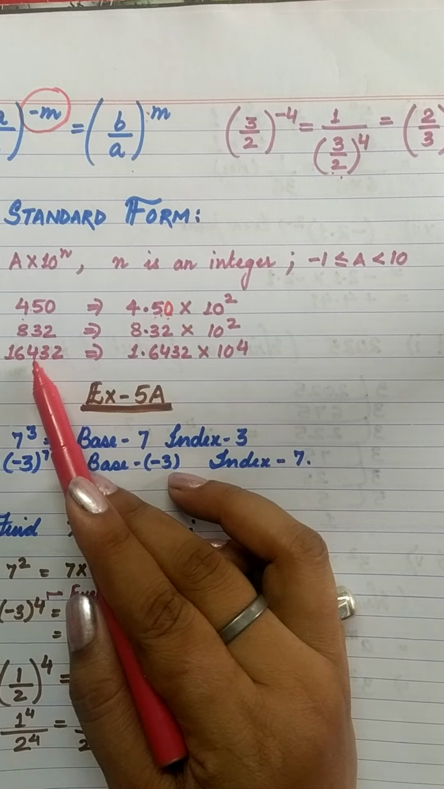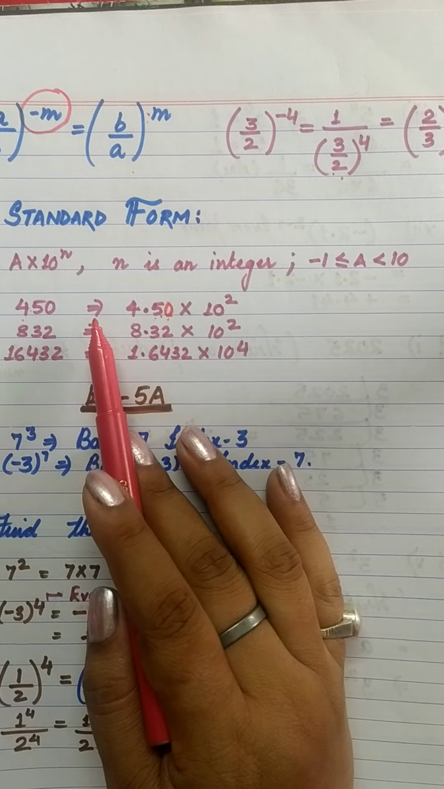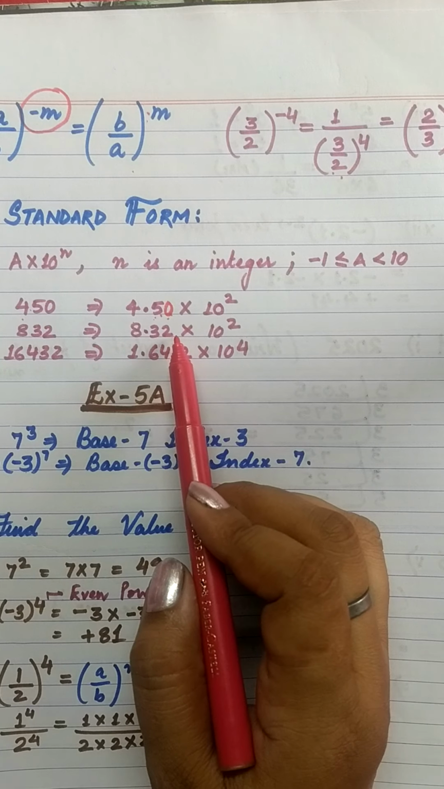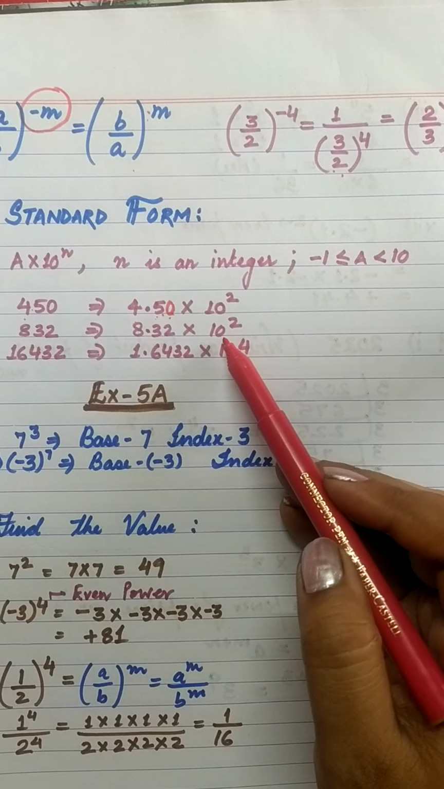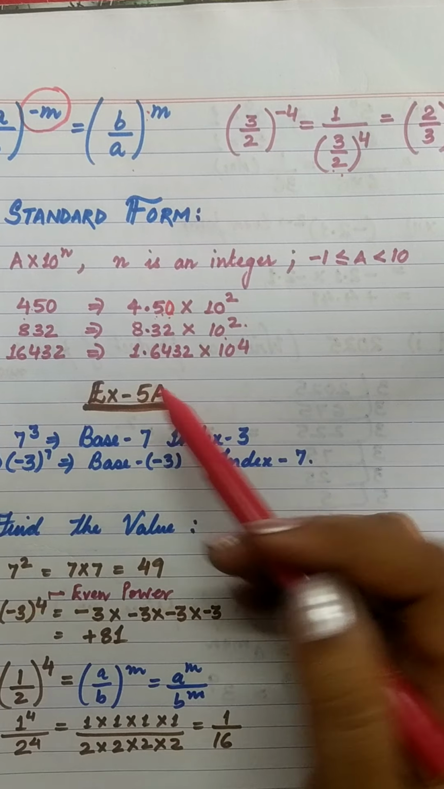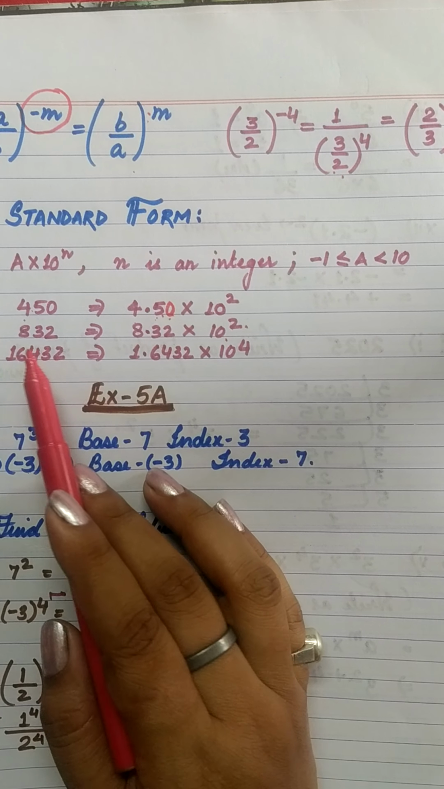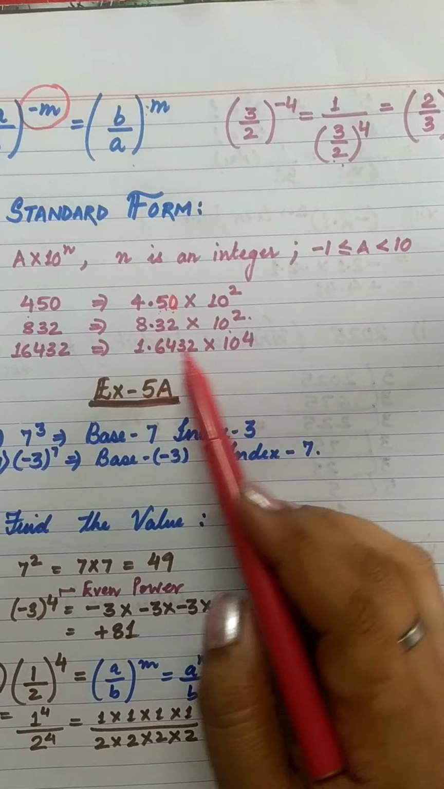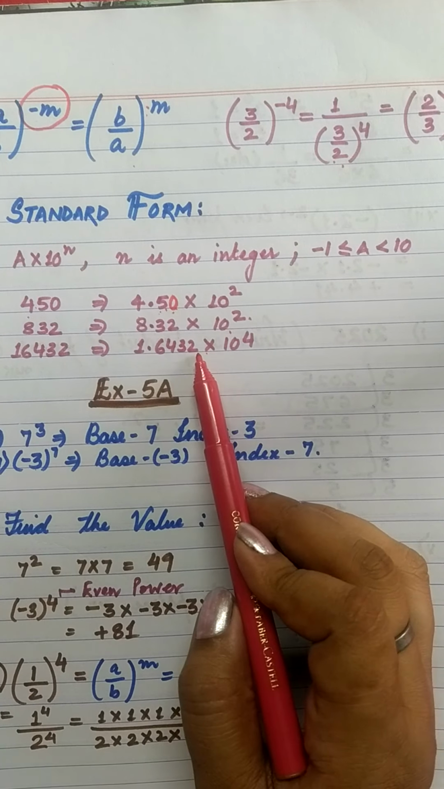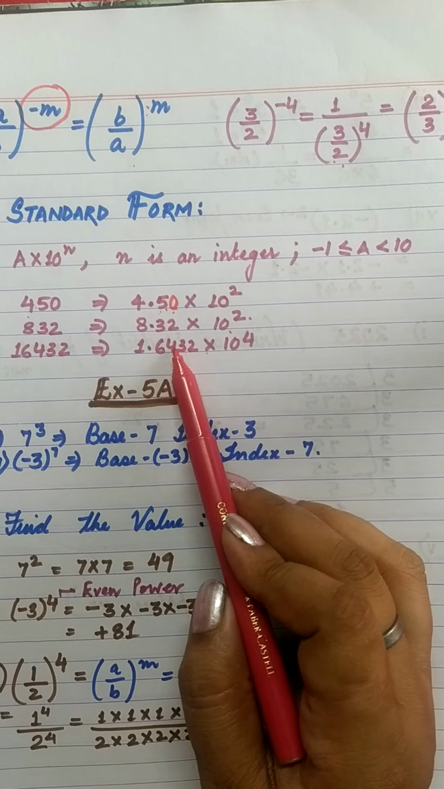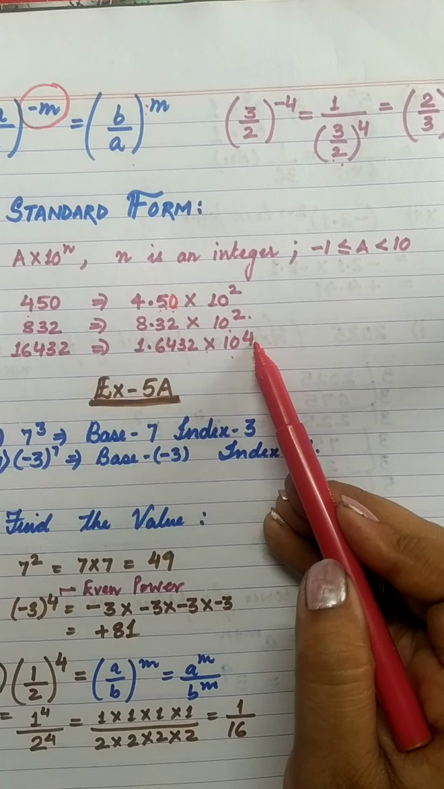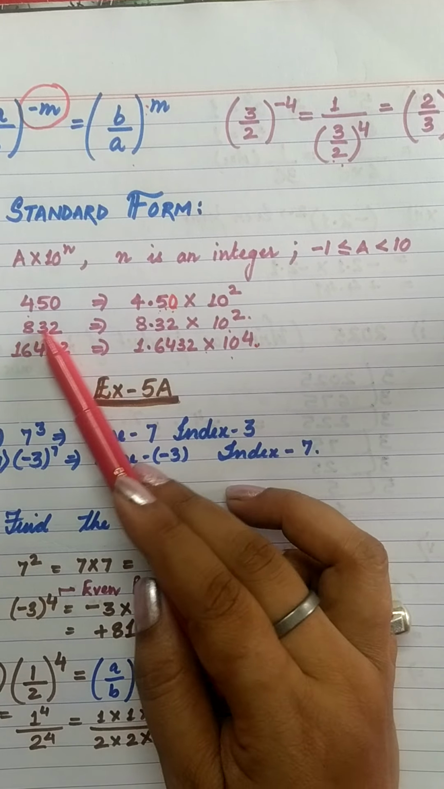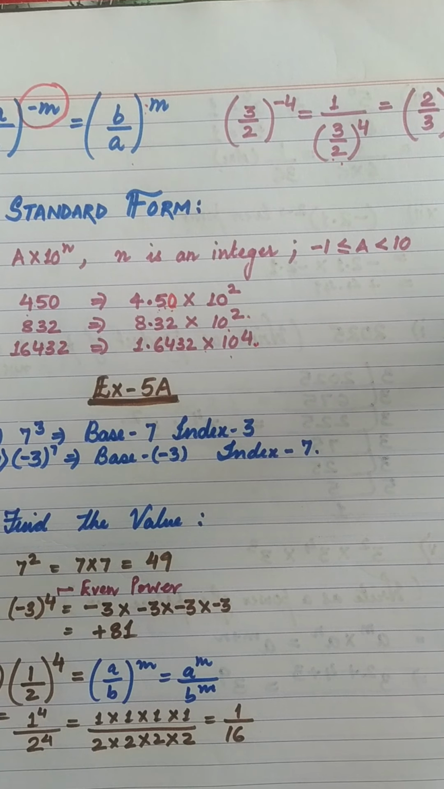Similarly, let us check another example, 832. If I place a decimal point after 8 and check the number of digits, 1, 2. So there are 2 digits, so 10 to the power 2. 16432. Now after the first digit I am going to place a decimal point. So 1.6432. How many digits are there after the decimal point? 1, 2, 3, 4. So I have placed 10 to the power 4. 10 raised to the power of the number of digits left after the decimal point.